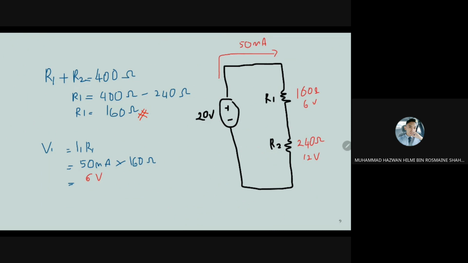So if you want to calculate V1, which is over here, you already know you designed this one as 12 volt. So V1 is equal to I1 times R1, so I1 is 50 milliampere times 160 ohm. So you get 6 volt. So 6 volt plus 12 volt over here, 6 plus 12 is 20 volt. So this means that your design is correct.